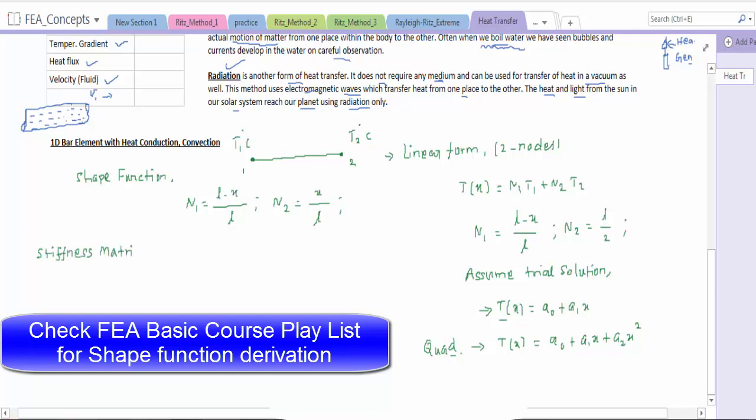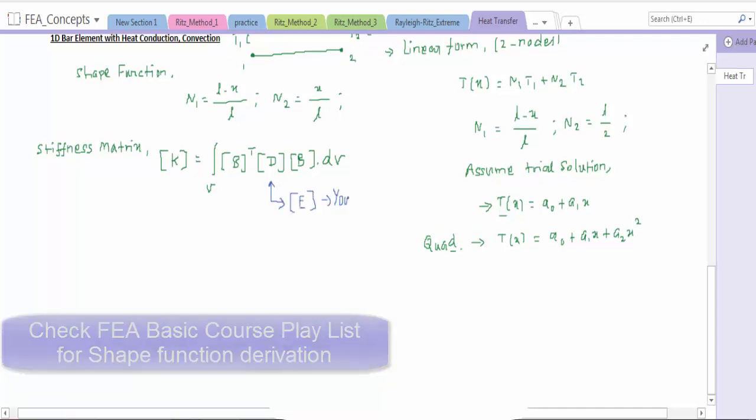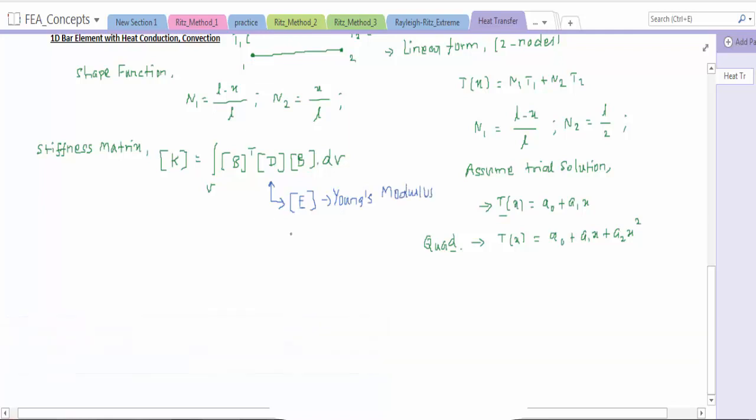So the stiffness matrix can be written as K equal to the volume integral of B transpose D B dV. So this is for the stiffness matrix derivation. In a static structural problem, D is written as E, that is called Young's modulus. But in a thermal problem, we can write it as a small k, that is thermal conductivity.